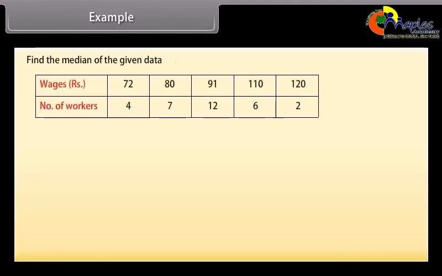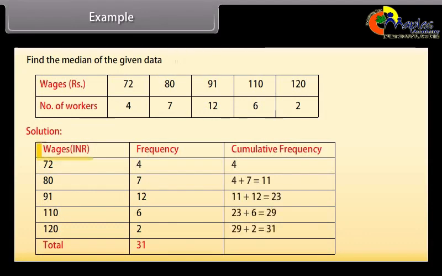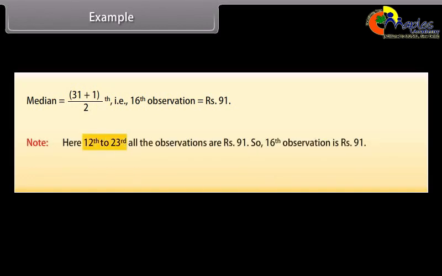Find the median of the given data. Solution. In the first column, we have written the given wages. We have written the given frequency. The sum of the frequencies is 31. In the third column, we have found the cumulative frequency for each wage by adding the previous frequency to the current frequency. After that, we have found the median, which is the (31 plus 1) by 2th, that is, the 16th observation, which equals rupees 91. Here 12th to 23rd, all the observations are rupees 91. So, the 16th observation is rupees 91.